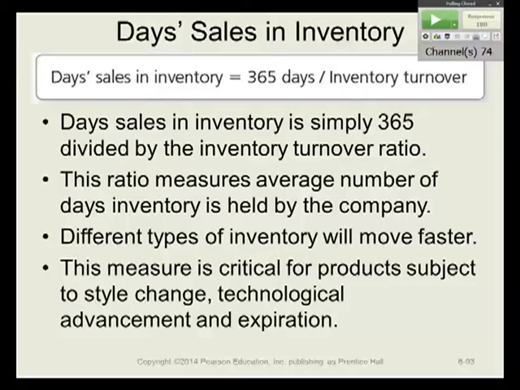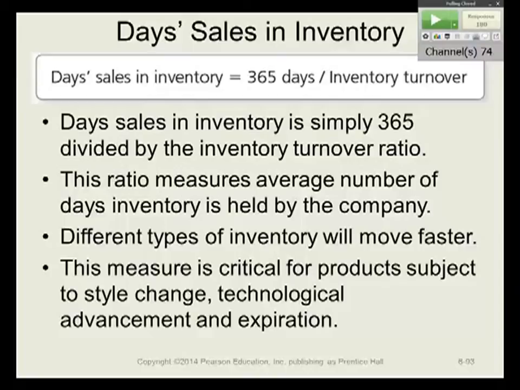So let me give you a very simple example here. Let's say that you have a beginning inventory of 300, ending inventory of 100, and cost of goods sold of 4,000. Now, I want to calculate how many times per year the company goes from full stock to stock out. That's known as inventory turnover. Cost of goods sold over average inventory.